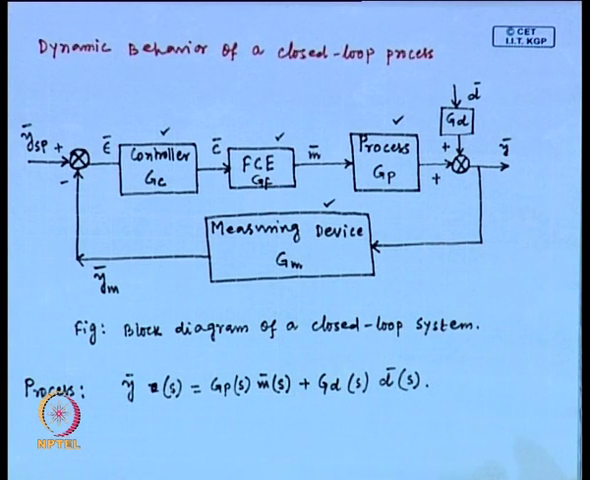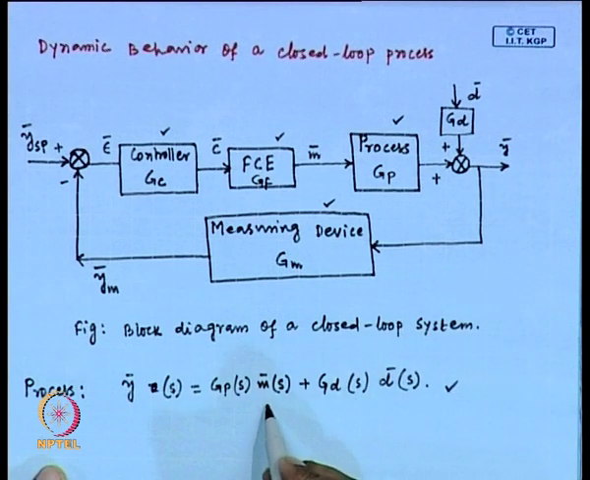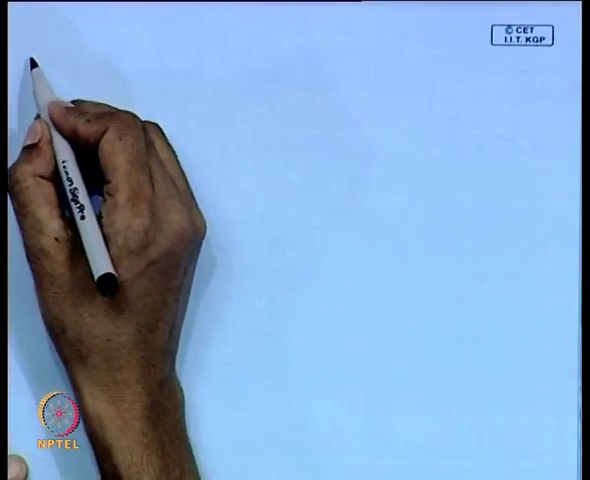Can we write this? For the process we can write this equation. These two signals are added. Now, this equation is representing the process. Next one is the measuring device.